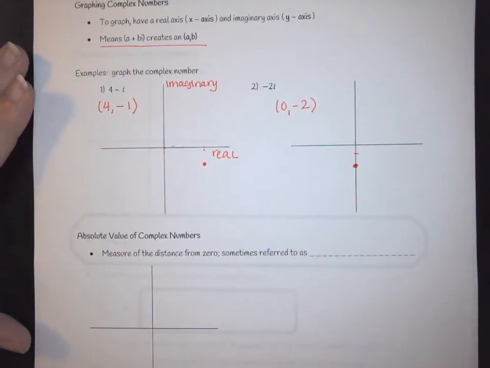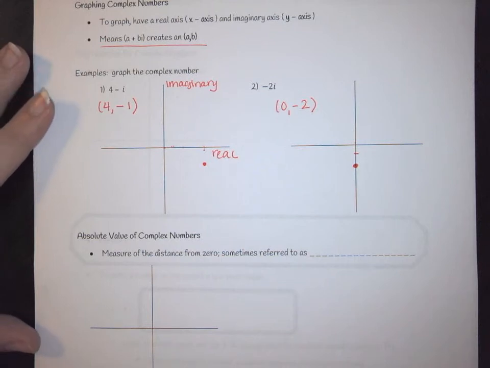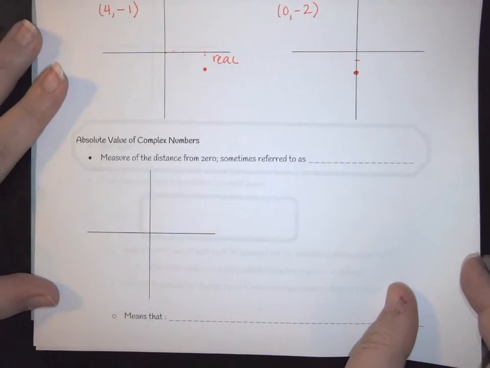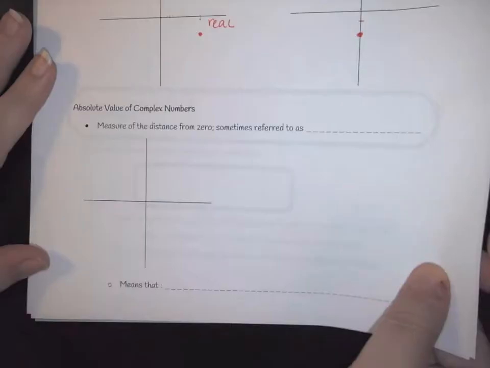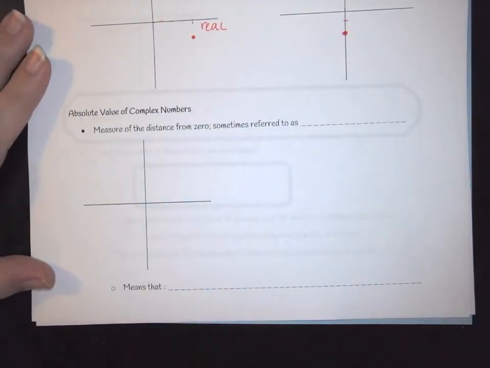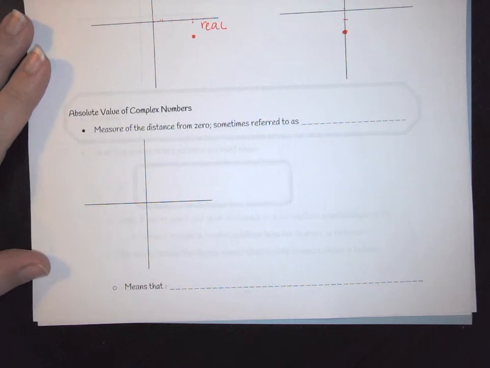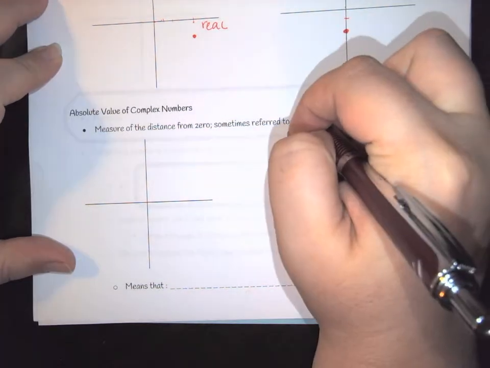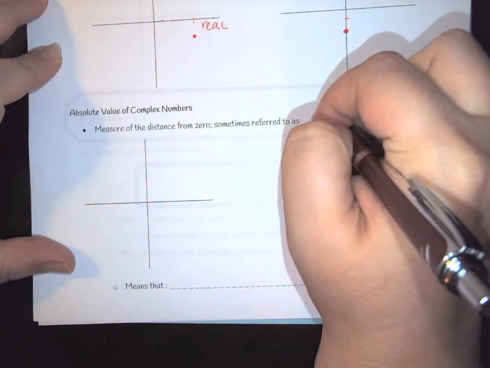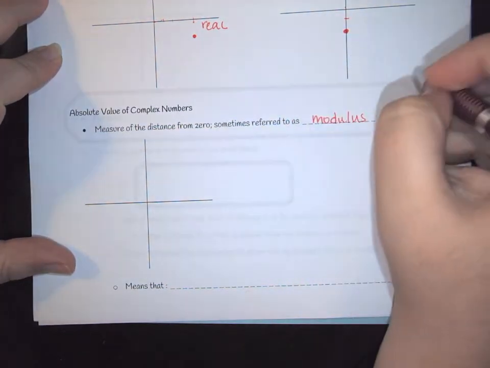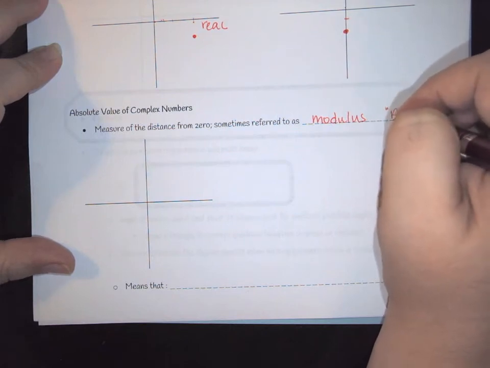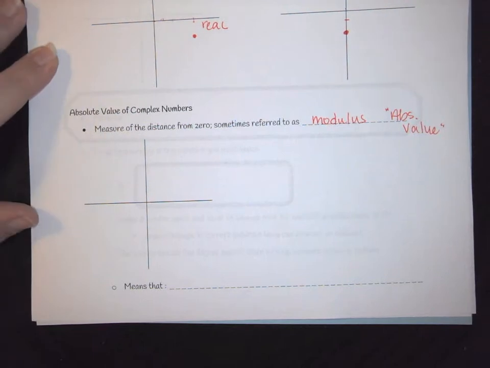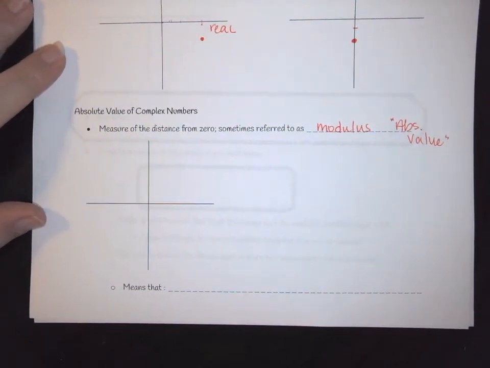Now with this, we can also do what's called the absolute value of these complex numbers. So when we're looking at the absolute value, we're looking at the measure of the distance from 0. In this case, it is sometimes referred to as the modulus, i.e. the absolute value. Similar to what you would think of in algebra.